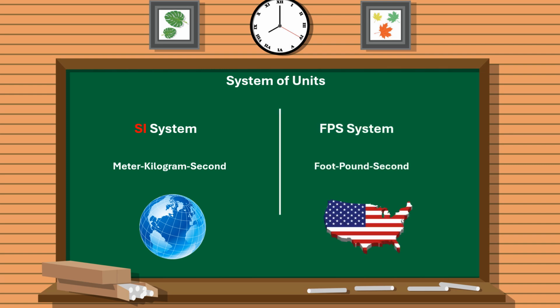But SI isn't the only system out there. In the United States, a different system is widely used, called the FPS system. In the FPS system, length is measured in feet, mass in pounds, time in seconds. That's why you might hear distances in miles instead of kilometers, or weight in pounds instead of kilograms. So, whether you're in Europe using kilograms or in the US using pounds, both systems serve the same purpose, to measure our world accurately.